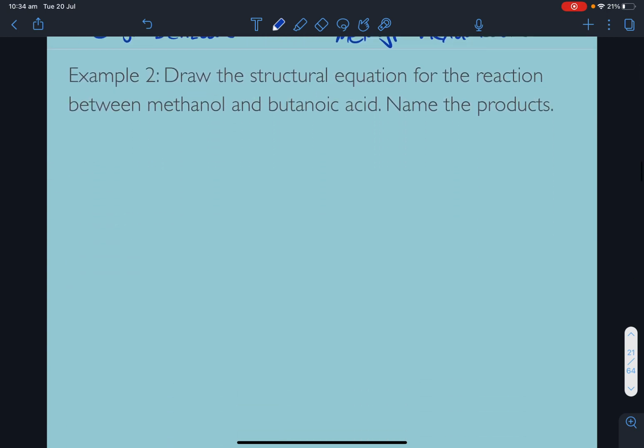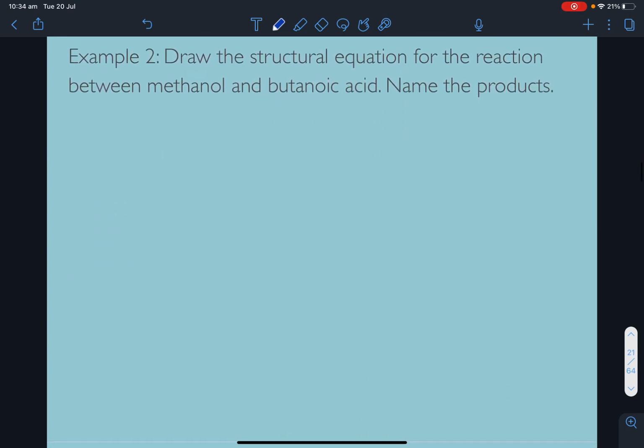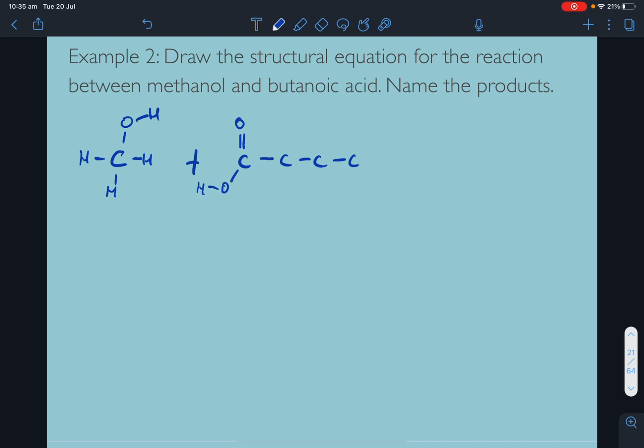All right. Draw a structural equation for the reaction between methanol and butanoic acid. Name the products. Okay, methanol, 1 carbon. There's our alcohol. Fill in the hydrogens. So there's methanol. And butanoic acid. But is 4: 1, 2, 3, 4. It's a carboxylic acid, so put the carbonyl and then the OH. Fill in my hydrogens here.